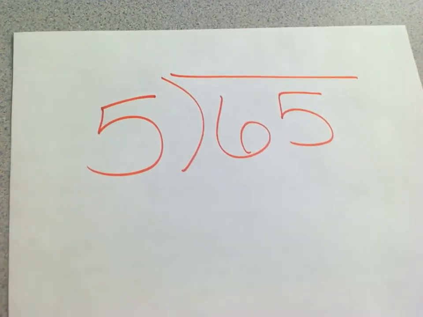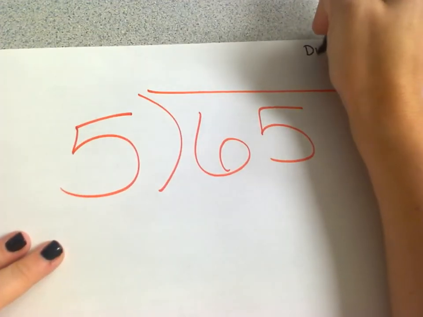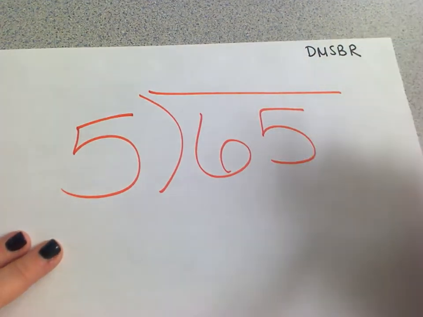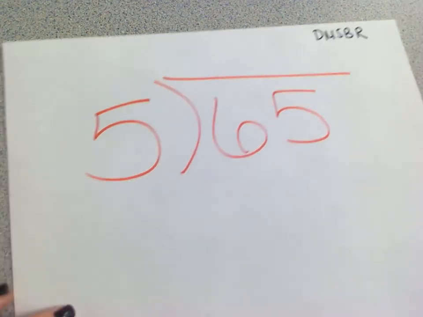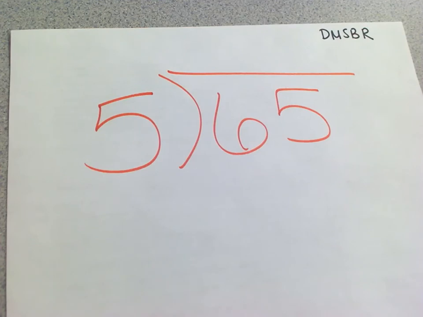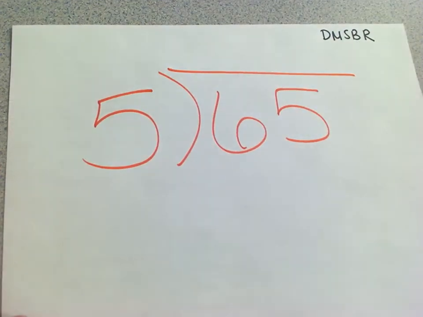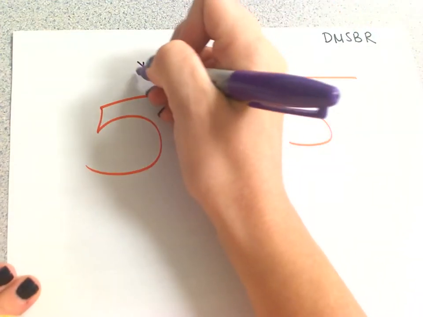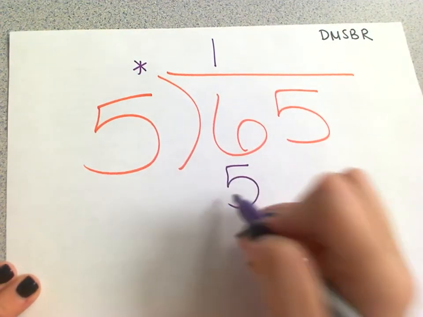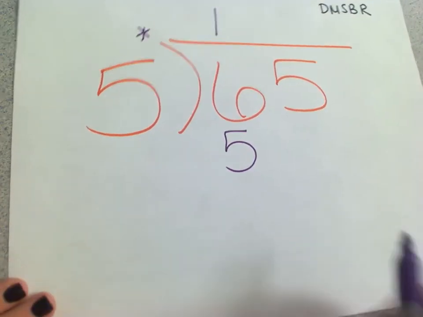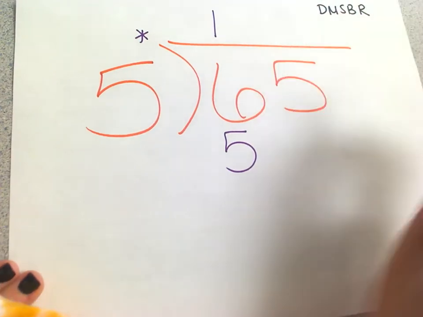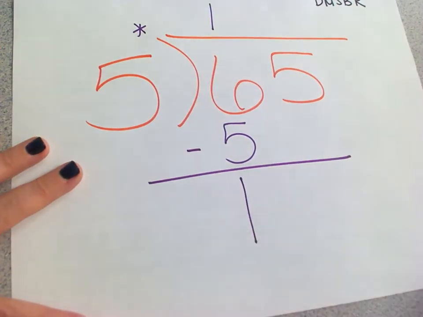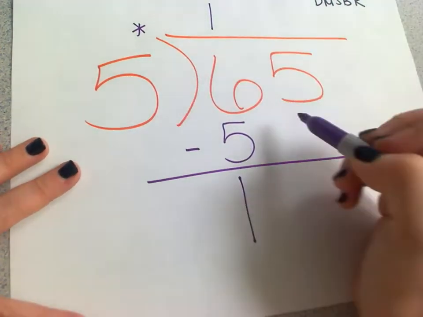I'm going to write my acronym at the top. Does McDonald's sell burgers raw, which really means divide, multiply, subtract, bring down, and repeat or remainder. And I'm going to get started. Let me divide. 5 goes into 6 how many times? Easy peasy, right? Only once. 5 times 1 equals 5. I can't go any closer without going over. So I divided, I multiplied. Next, I'm going to subtract. 6 take away 5 is 1. Next step, B. B means bring down.